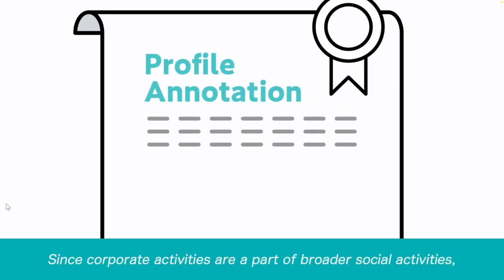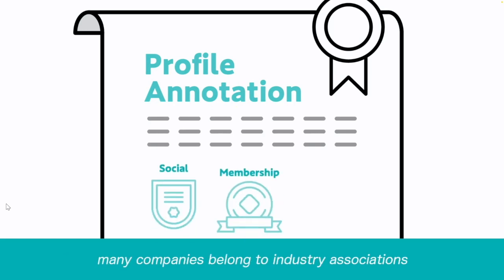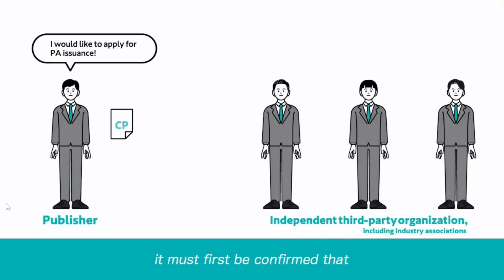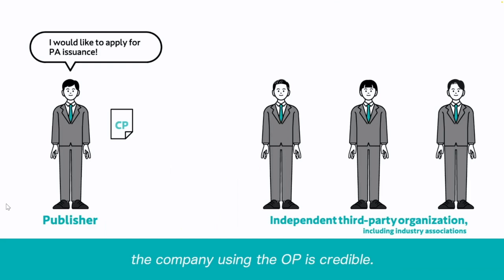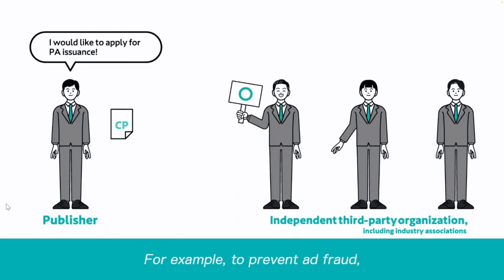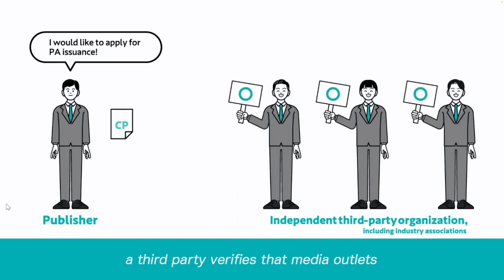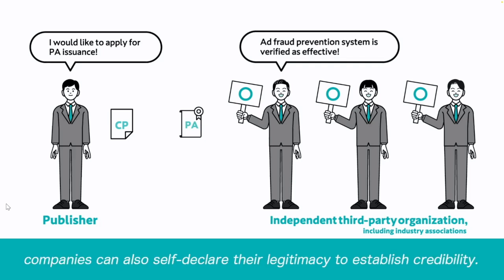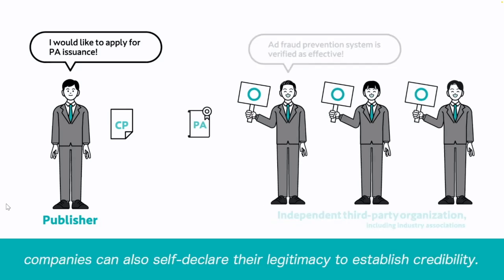Since corporate activities are a part of broader social activities, many companies belong to industry associations or receive certifications from external organizations. When issuing a PA, it must first be confirmed that the company using the OP is credible. For example, to prevent ad fraud, a third party verifies that media outlets and advertisers are legitimate before a PA is issued. In addition, depending on the objective, companies can also self-declare their legitimacy to establish credibility.